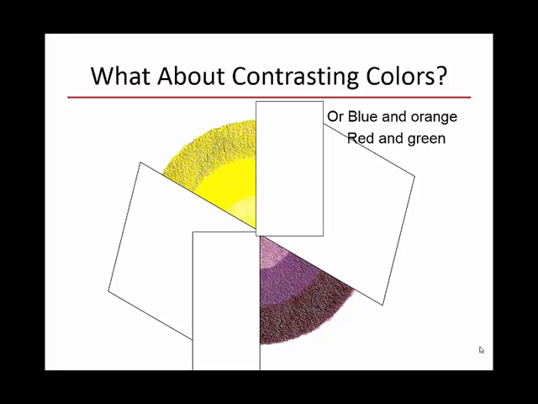So we talked about using harmonious colors, like one side of the color wheel. Another way you can think about using the color wheel is using contrasting colors, which are the colors on opposite sides of the color wheel. And these things together do typically really draw the eye.